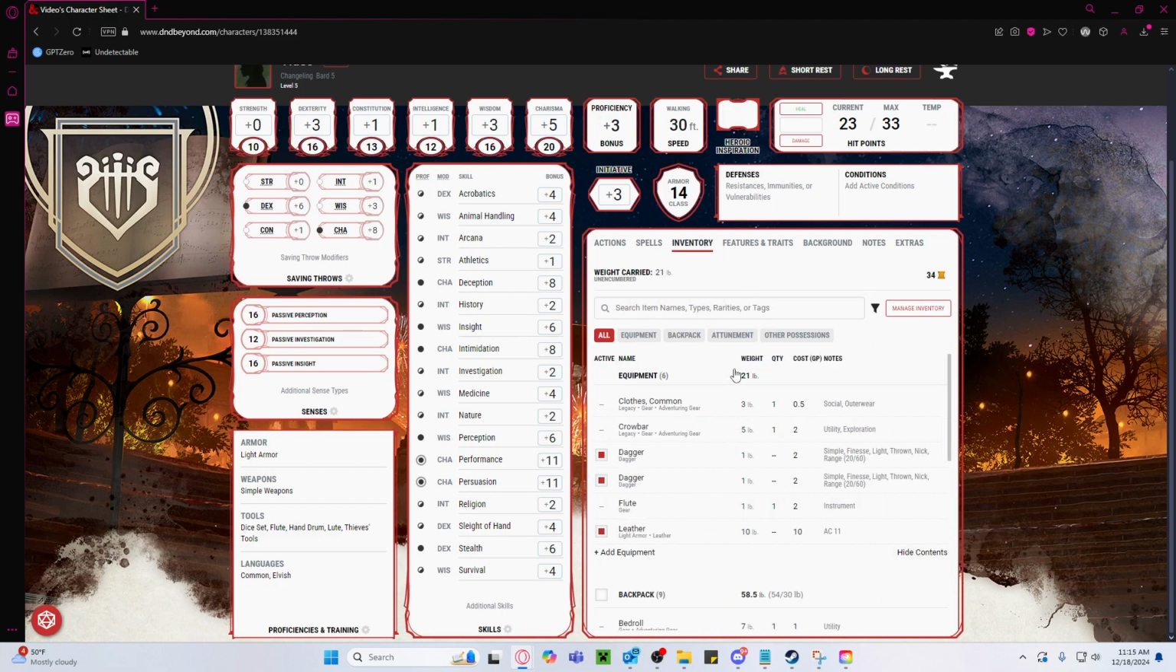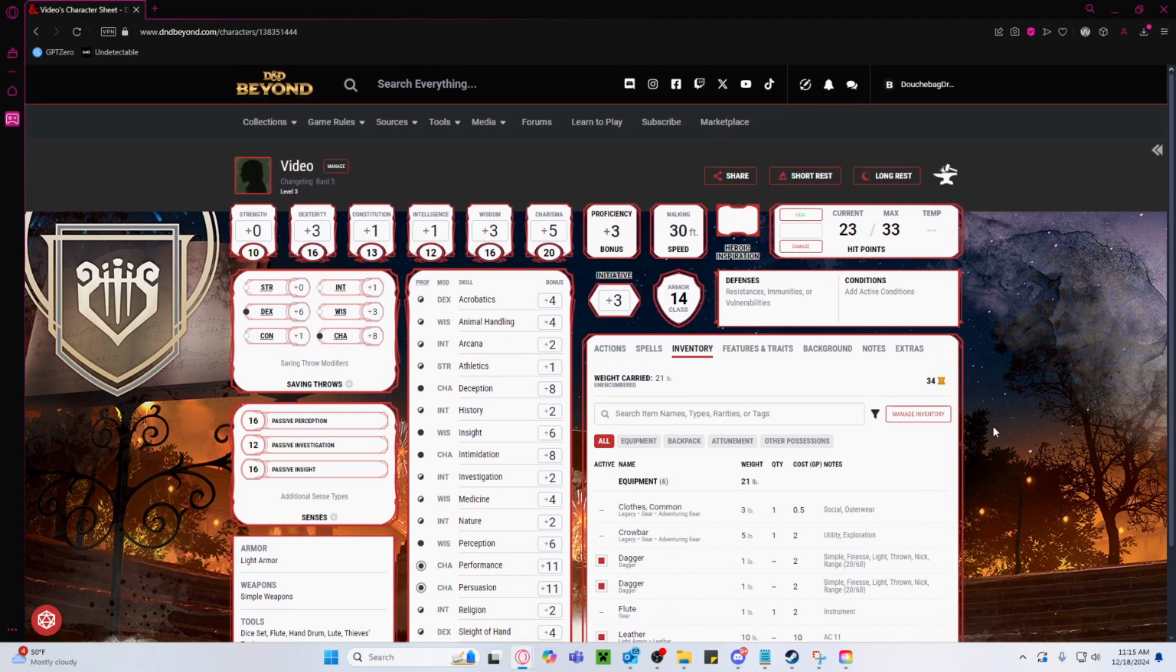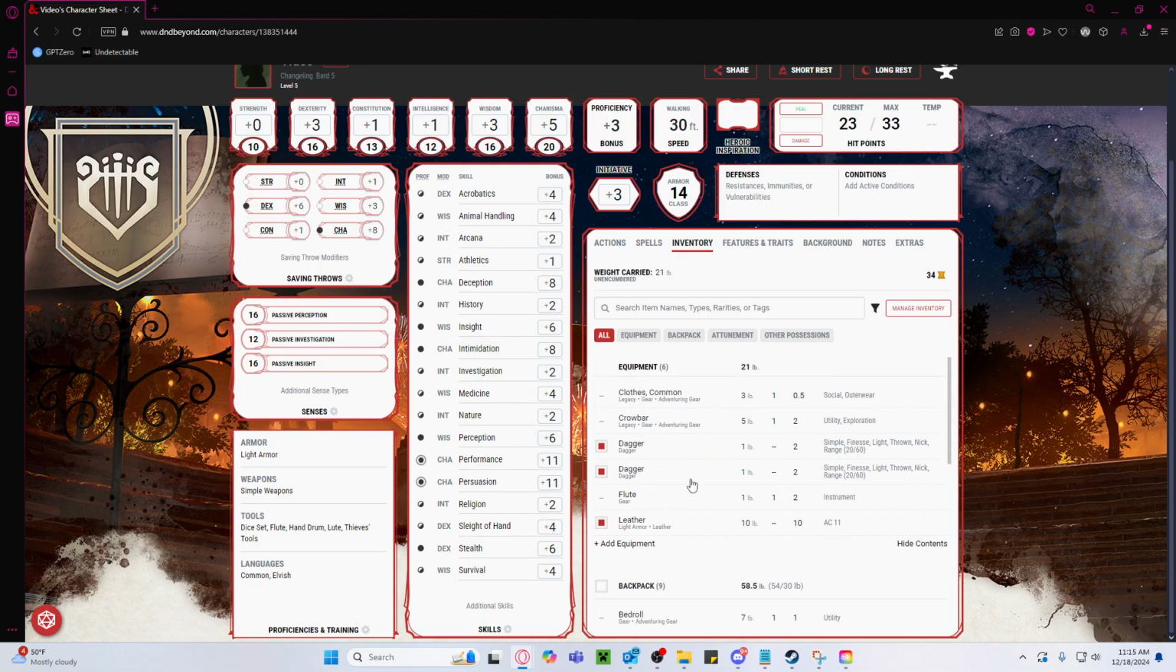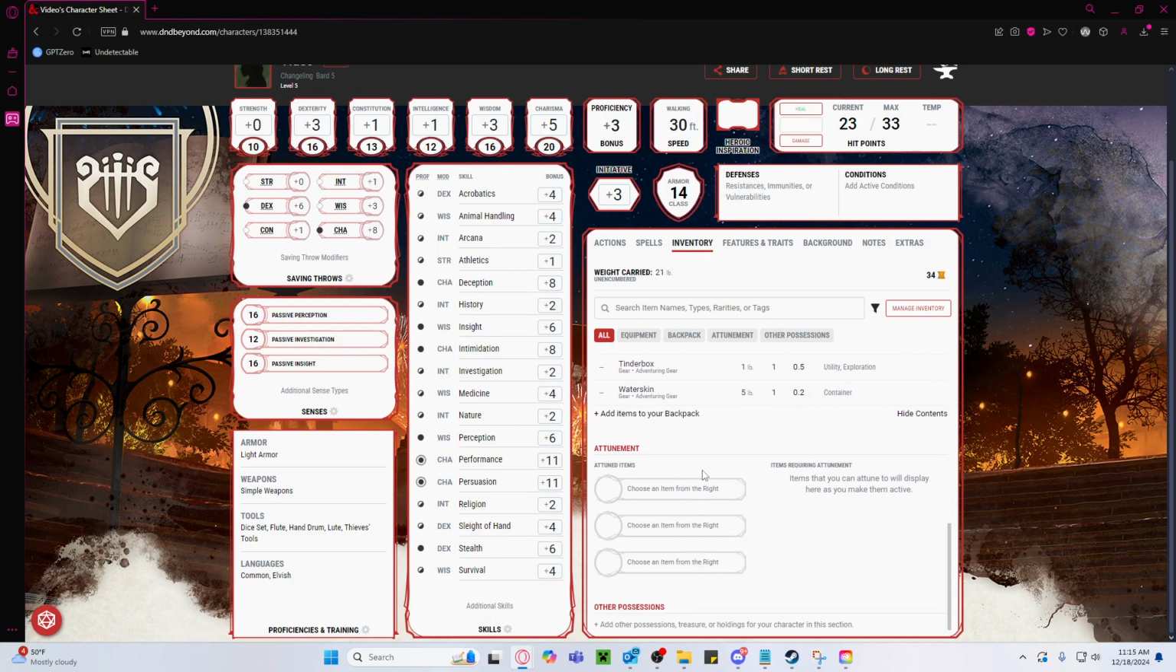Let's go over here, inventory. As you've seen, this is the stuff I have, so this just keeps track of it. You can equip and unequip items as an action in combat. Other than that, you got all your gear as well as attuned items, which come in way later.